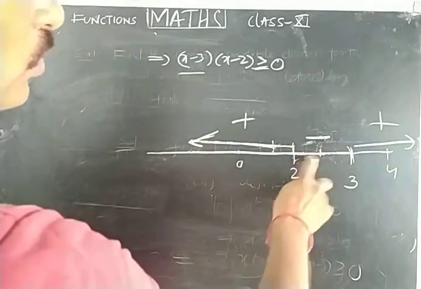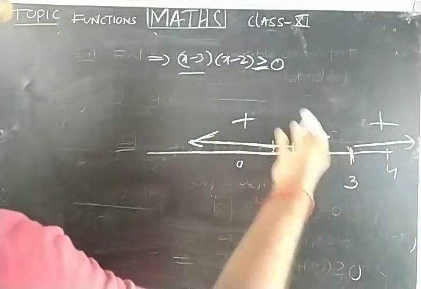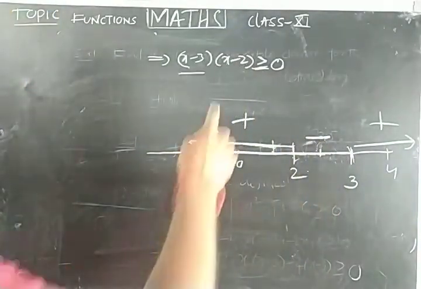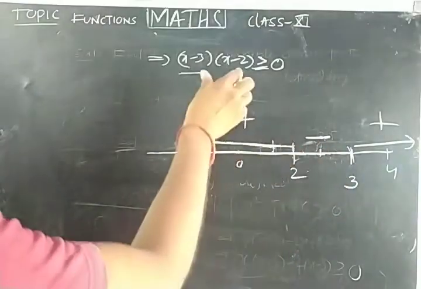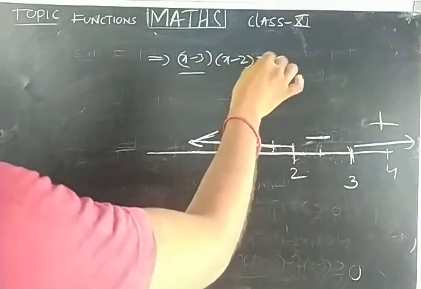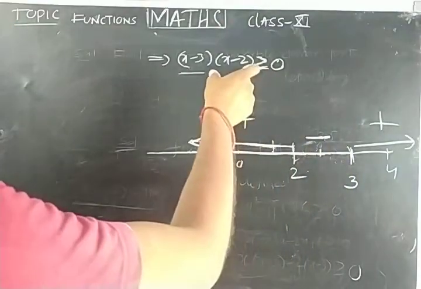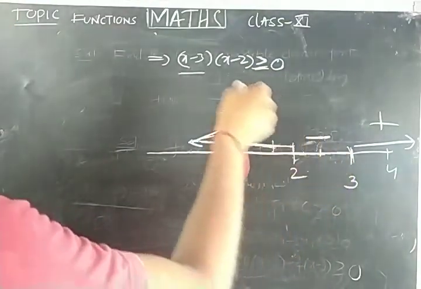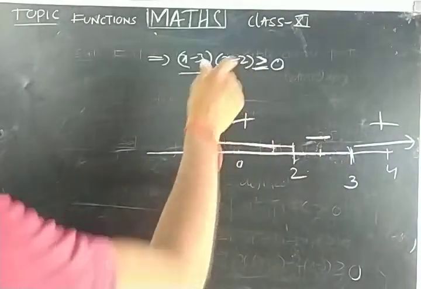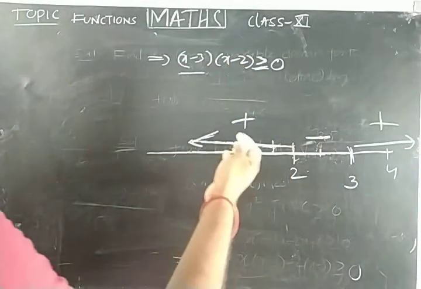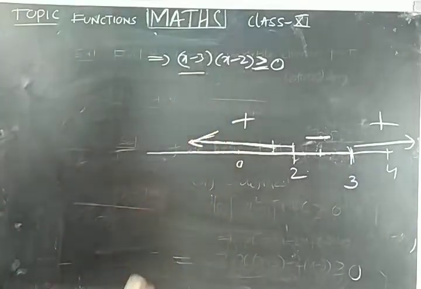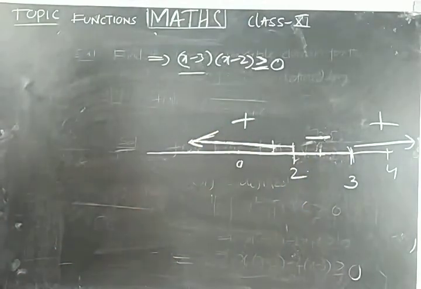Only between 2 and 3 we are not getting what we required. Why? Because we required a positive quantity. If you take any value between 2 and 3, that value is not satisfying the given expression. So those x values that satisfy the expression are the values of the domain.